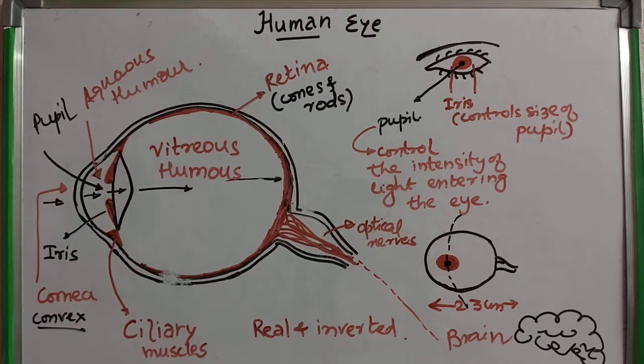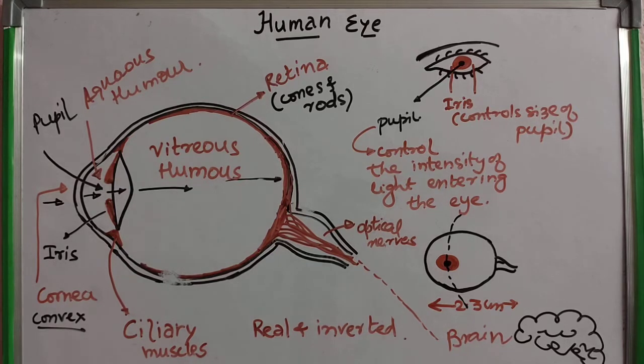Aqueous humor is a watery structure, okay? Aqueous means water type. Aqua means water. So this liquid which we have here is almost like water. Its main function is to provide nutrients to the cornea.